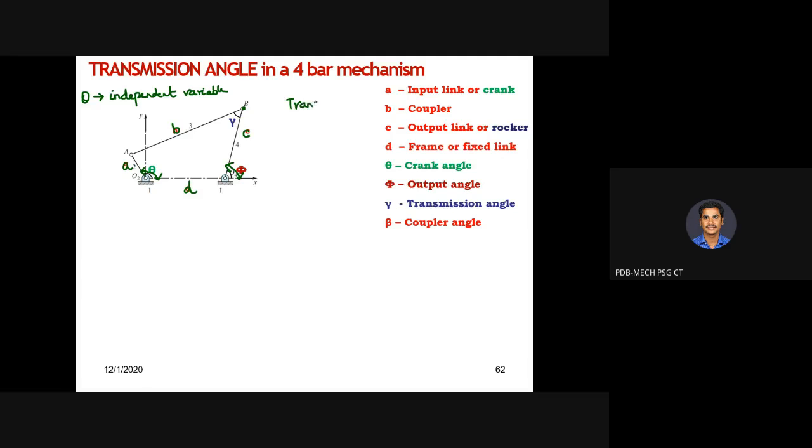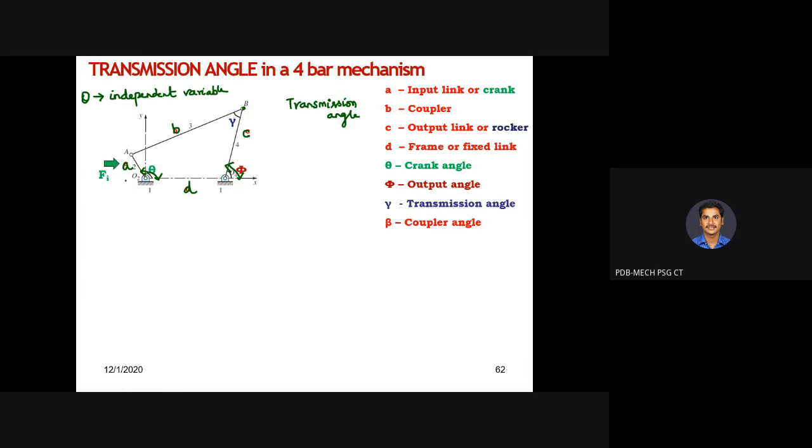So in this class, we are going to understand the significance of the transmission angle. It's a very, very important parameter as far as mechanisms are concerned, so that we can transmit the maximum power or maximum motion to the output link. Now, in order to understand what is meant by the transmission angle, let me give some illustrations.